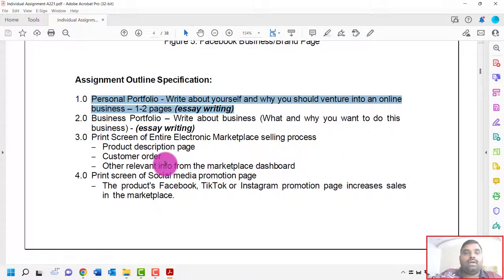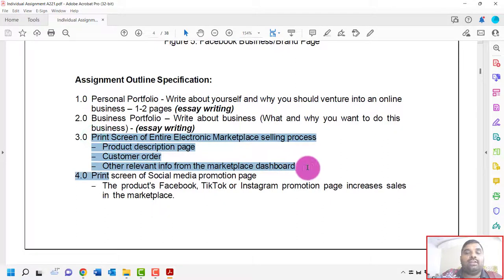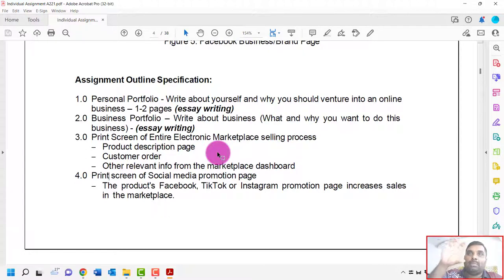Business portfolio. Second, you write about your business and print screen. This one, print screen is very important. Print screen means, let's say you are selling your product in Shopee, you register your Shopee, you have to take one by one print screen: your registration, you upload your product, and someone buys your product, everything print screen. Customer order, anything, you just print screen and put a caption, Figure 1.1, then just the caption, that's it. If you are promoting on social media, print screen. So that's the thing.